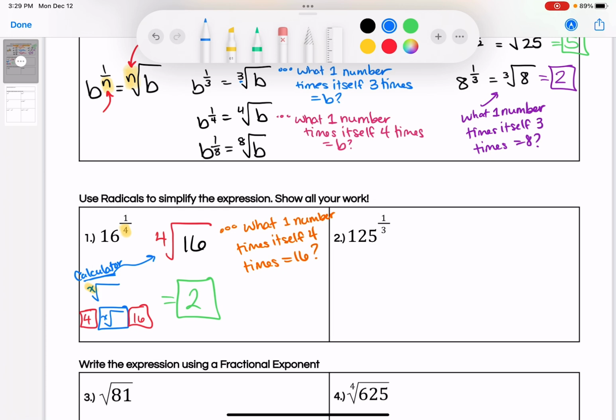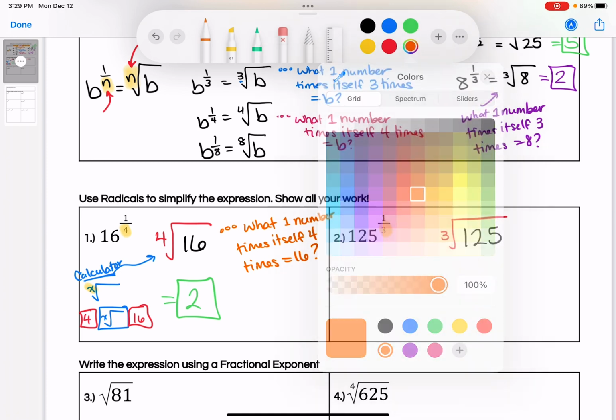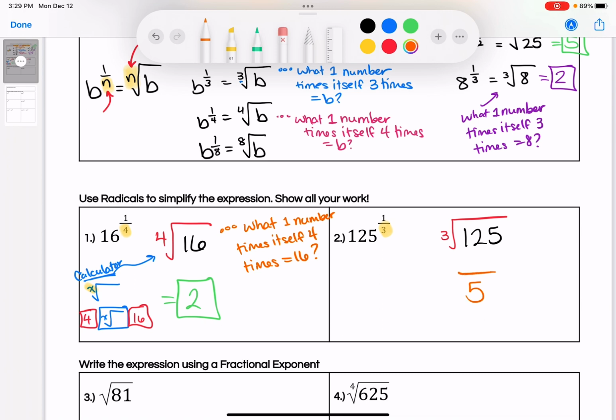All right, number 2, see if you can pause your video and get it. So number 2, again, 125 to the 1/3 power would mean that I have the 3rd root of 125. So what number times itself 3 times gives me 125? The number times itself 3 times is 5, right? 5 times 5 is 25. 25 times 5 is 125. So this is exactly the work that you would have to show. And that's it. You don't have to show anything else. If you really need to use your calculator after you write down what root it is, that's okay. But make sure you're showing that step.